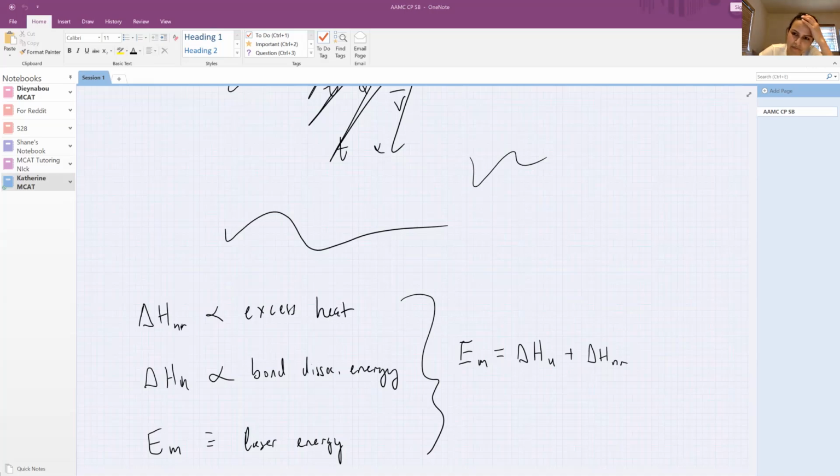What is the reading of the energy meter in figure 1 when an appropriate laser is used in PAC to dissociate a particular chemical bond? Okay, don't tell me. Okay. Hold on.